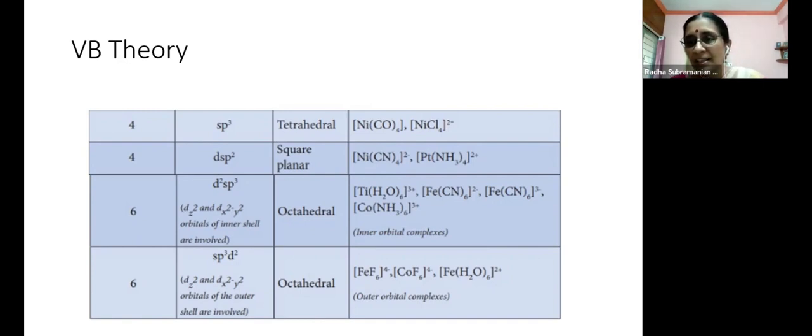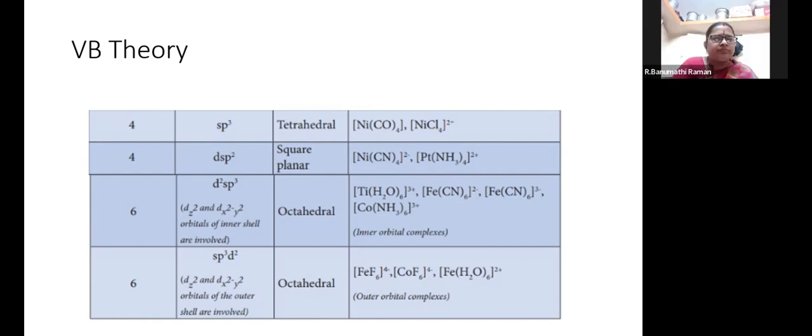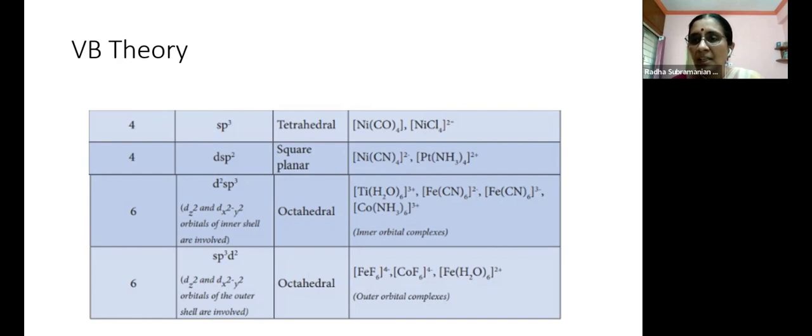There are 4 examples given in our textbook: sp3 hybridization, dsp2 hybridization, and d2sp3 inner orbital and sp3d2 outer orbital complexes. All 4 examples are given in our textbook itself. So explaining with that, electronic configuration becomes very important. Always encourage children to write the electronic configuration and then figure out the hybridization and shape. It's the best way. Thankfully we have coordination number 4 and 6. In coordination number 4 we have square planar, dsp2, and sp3 tetrahedral. In coordination number 6 we have sp3d2 and d2sp3.